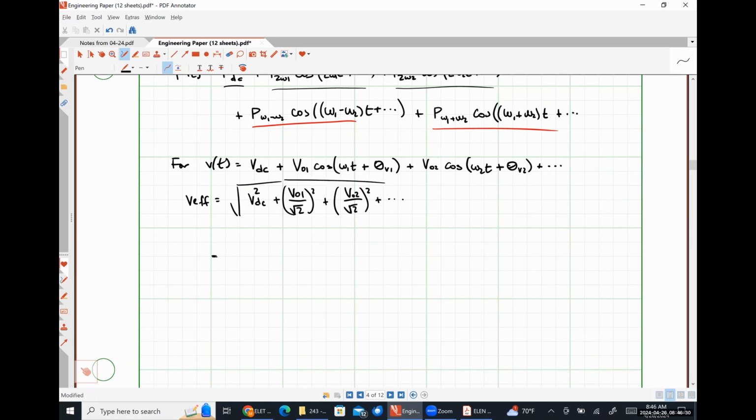Well, this could be expressed as simply the square root of V effective at DC, which is just the voltage itself, squared, plus V effective at omega 1 squared, plus V effective at omega 2 squared, and so on and so forth. So if we ever have a signal that has multi-frequency components, we can effectively just find the effective value of each of the frequency components, square them, add them together, and take the square root, and then we have an effective value for the signal as a whole.